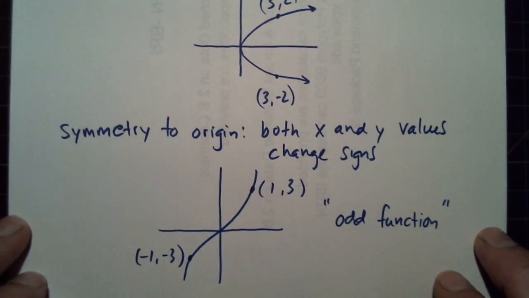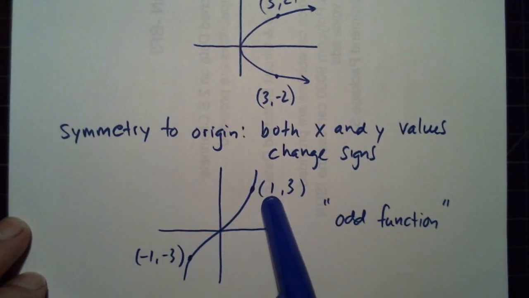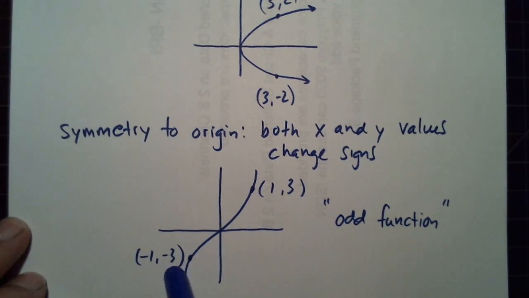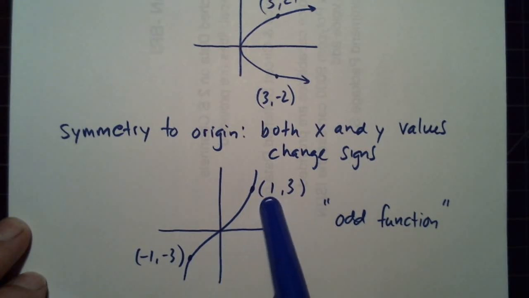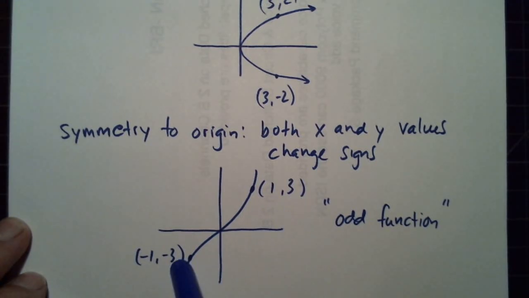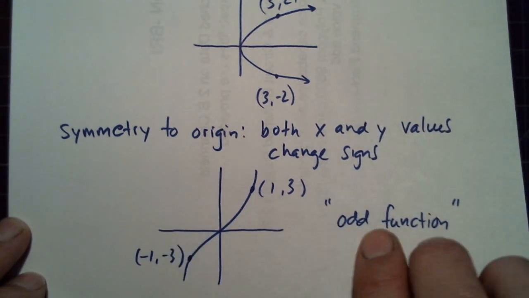Down here, symmetry to the origin, it would look like this, or here's an example where if we had positive x, positive y, we just go down and have negative x, negative y, and that point will also be on the graph. So we change both signs of the x and the y, and that new point will also be on the graph. And this is called an odd function when we have symmetry to the origin.